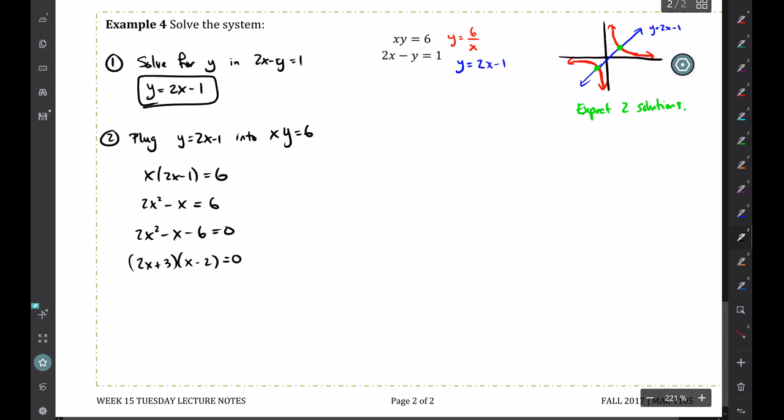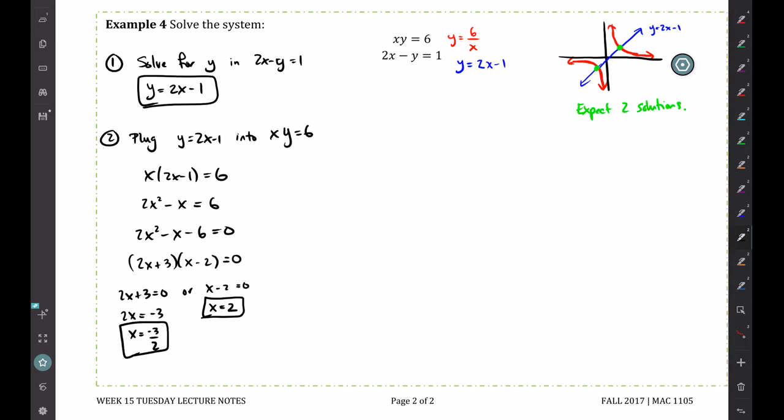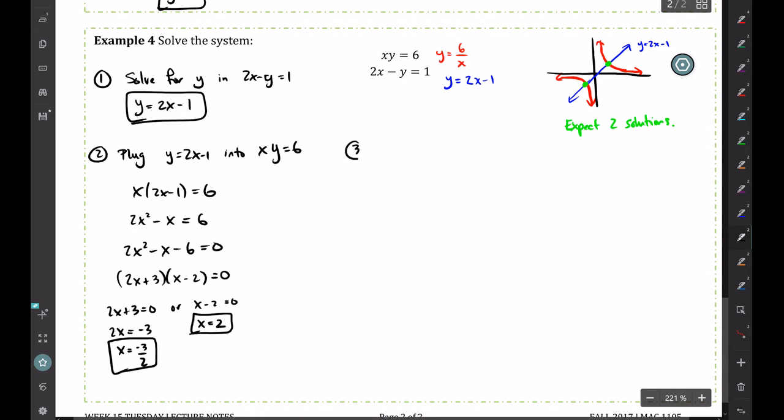Okay, so this factors as 2x plus 3 and x minus 2 equals 0. So either 2x plus 3 equals 0, or x minus 2 equals 0. Well, in the second case, I get that x equals 2. And in the first case, I get that 2x equals negative 3, so x equals negative 3 halves. So now I have my x coordinates. I want to plug those into the linear equation, which would be easiest. So I'll plug x equals negative 3 halves and x equals 2 into y equals 2x minus 1.